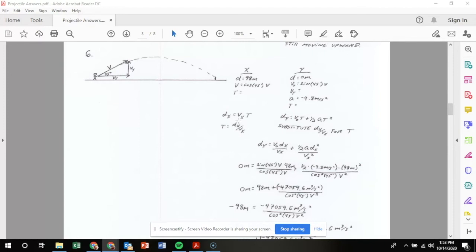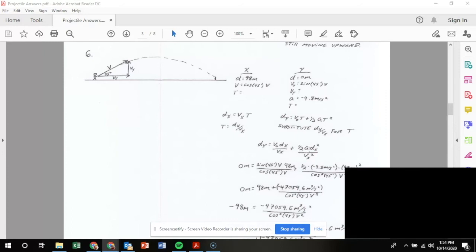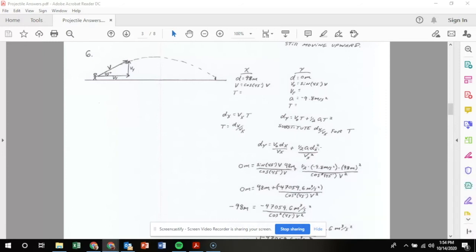I'm going to take this dx over v, and I'm going to plug it in everywhere in the Y equation where I have time. So you can see I wrote that here. Substitute the displacement in the X over velocity in the X for time. And you can see what that looks like right here. So d in the Y direction equals the initial velocity in the Y over displacement in the X and velocity in the X in the denominator, plus 1/2 a, and instead of t squared, I have dx squared over vx squared.